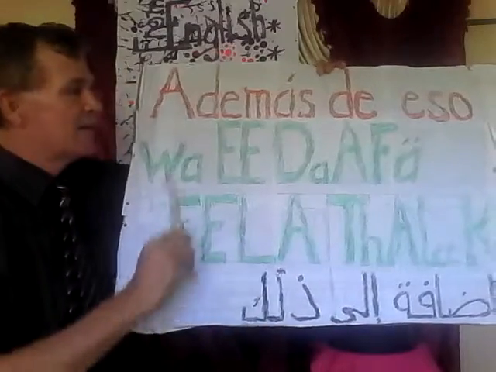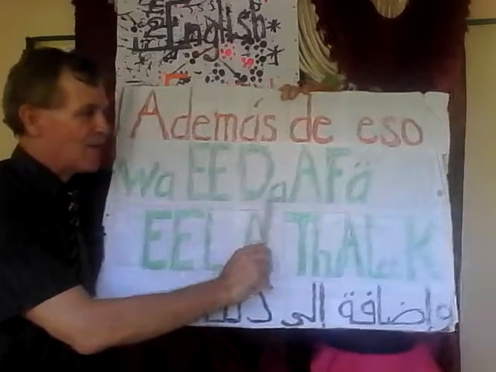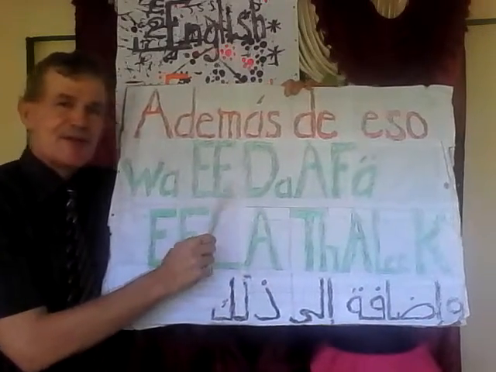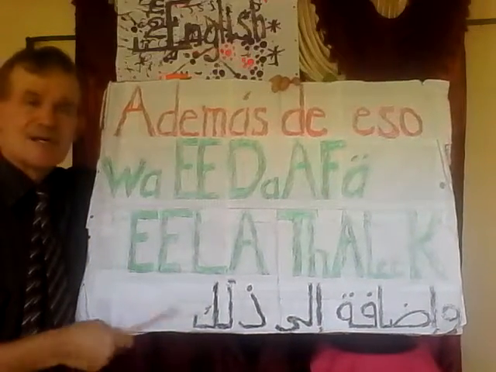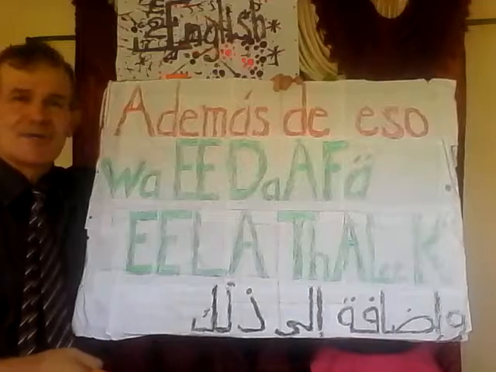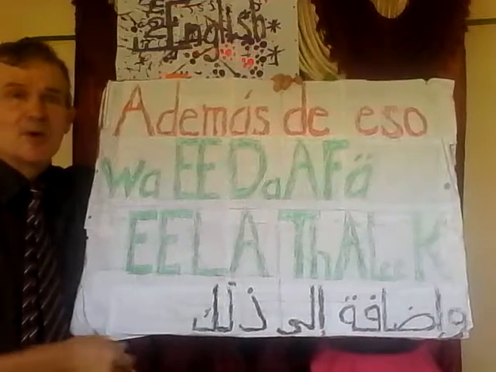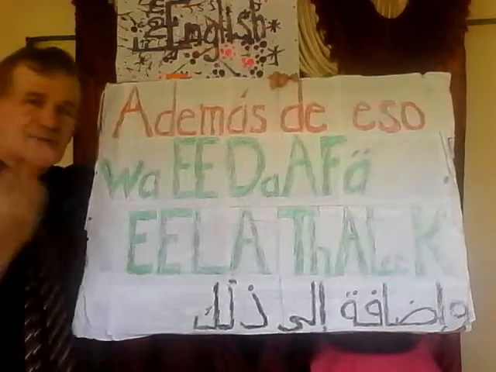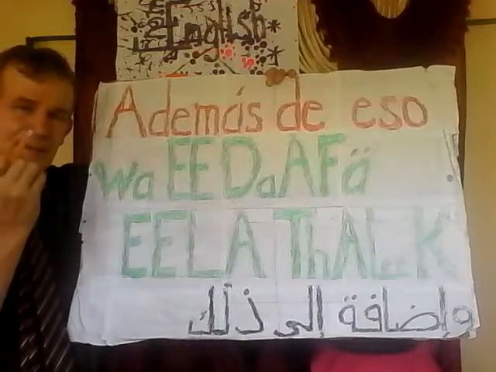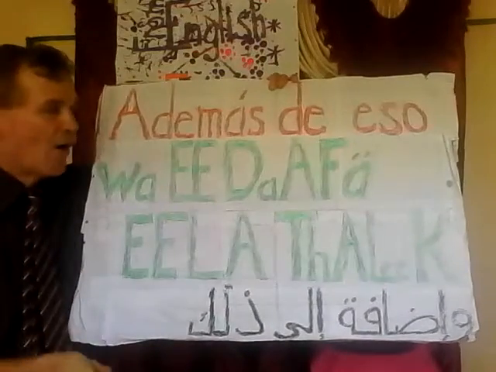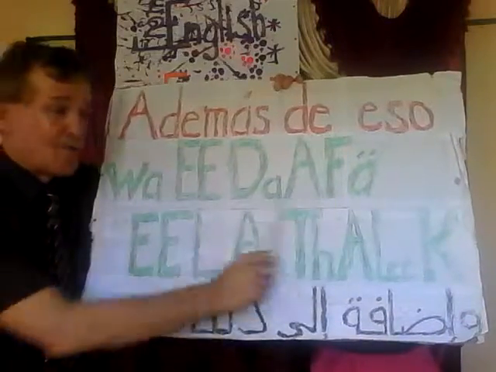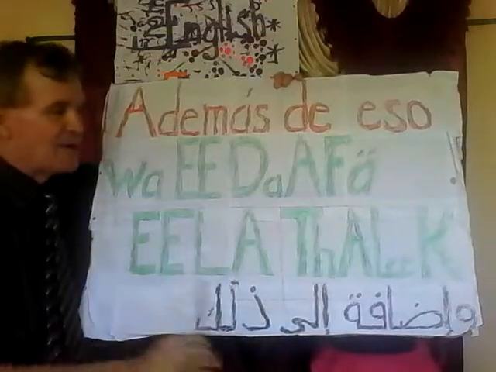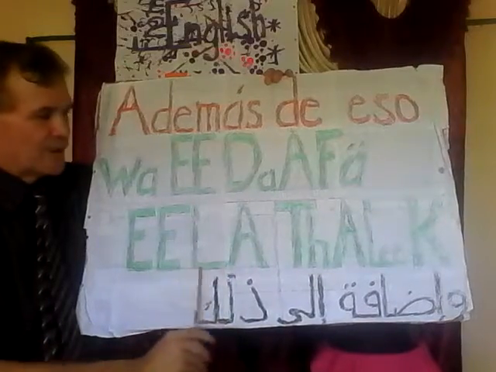Thalik. Wa idafa. Idafa, this D is a very thick D. It's a full mouth D. Actually, it's a kind of D that we say in American English when we're making fun of somebody and calling them dumb. And we go, duh, duh. The tongue goes a little bit further out in the mouth. Wa idafa, that is the D. Wa idafa ila, nothing weird here.